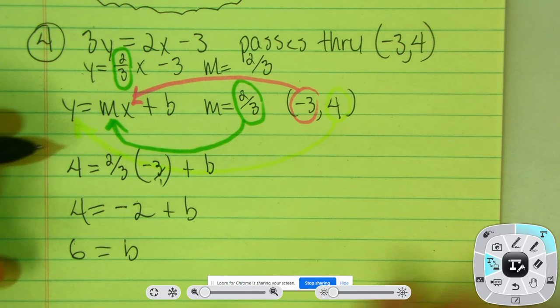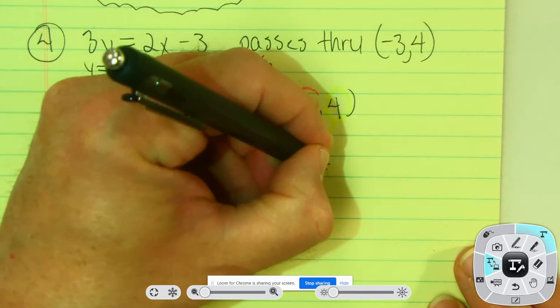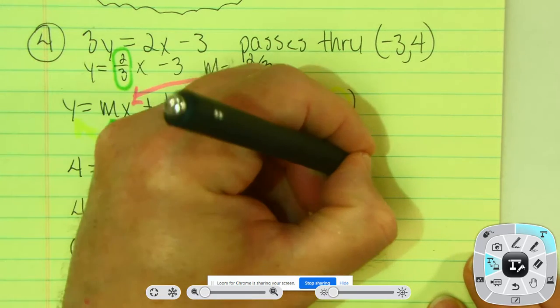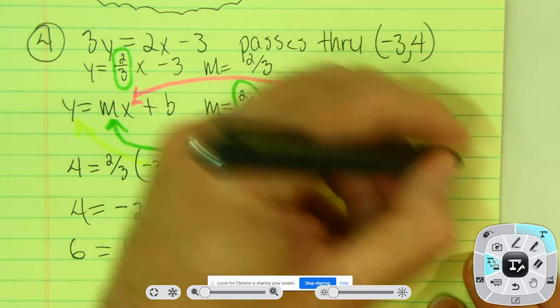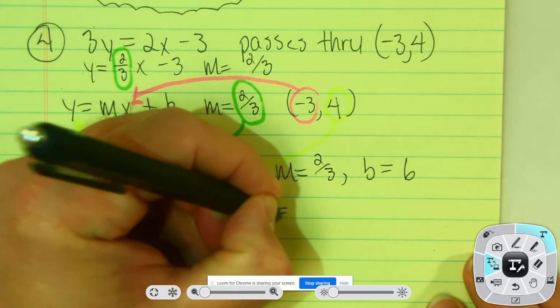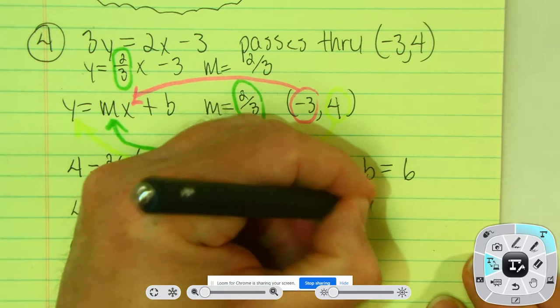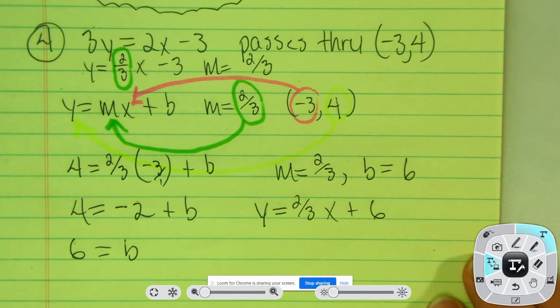All right, so I've got a slope of 2/3. I've got a y-intercept of 6. So now I can write an equation in slope-intercept form: y equals 2/3 x plus 6. And I've written an equation that is parallel to 3y equals 2x minus 3 and passes through that point, -3, 4 on the graph.